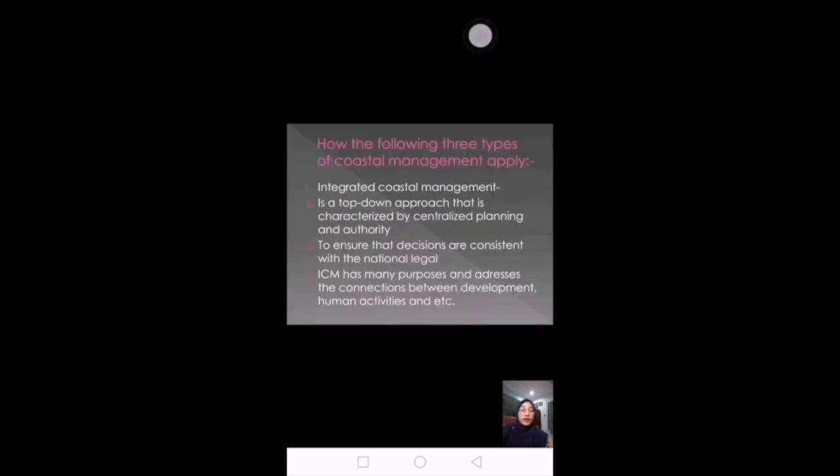Next, I'm going to explain how the following three types of coastal management apply. Number 1, integrated coastal management is a top-down approach that is characterized by centralized planning and authority. Number 2, to ensure that decisions are consistent with the national legal framework. ICM has many purposes and addresses the connections between development, human activity, and others.